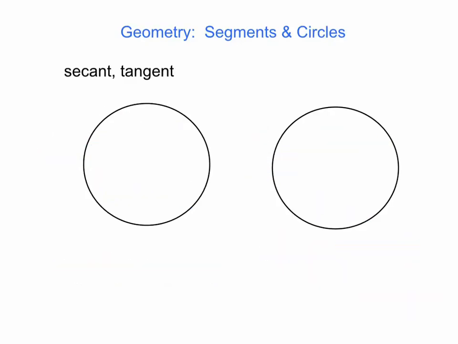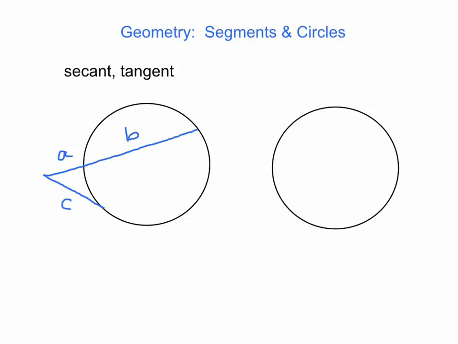Let's look at one final scenario, and that is how the secant and tangent segments relate to each other. And I'm going to go ahead and draw in this first circle a secant, and then coming out from the same starting point, a tangent. Now, the secant is broken into two parts. I'll call the exterior part A and the interior part B. And the tangent really has no interior, so it just has an exterior, which I'll call C.